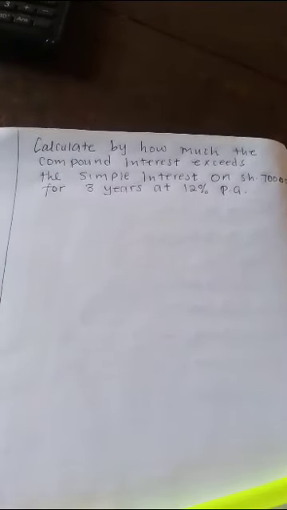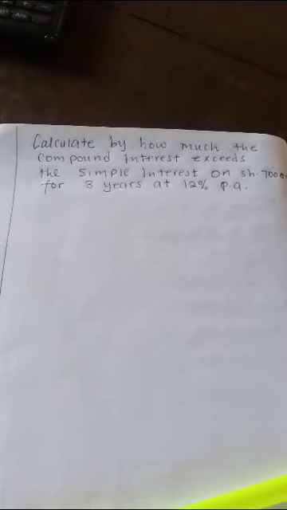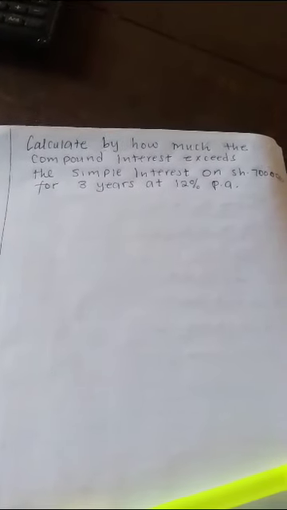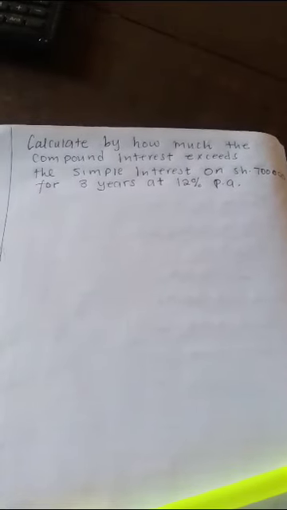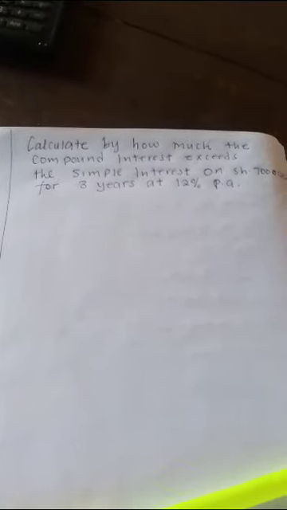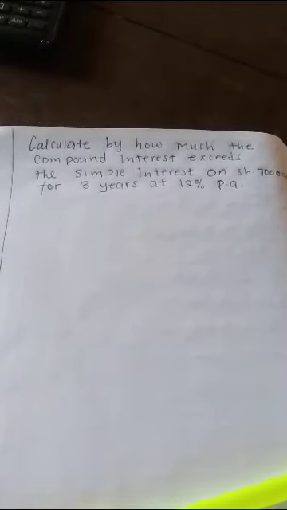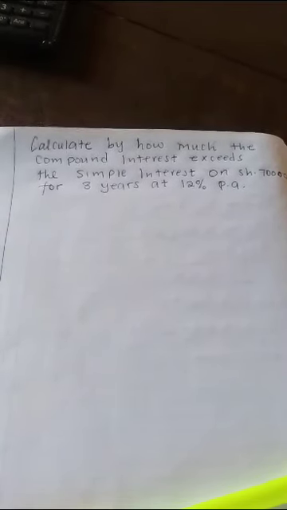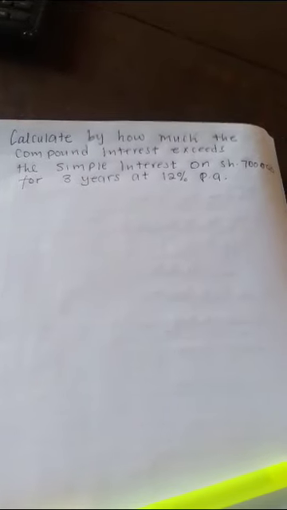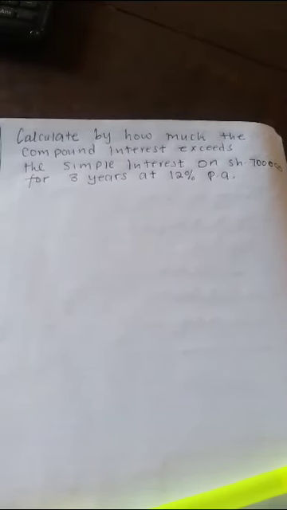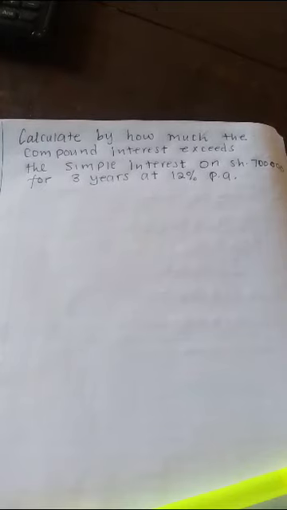Calculate by how much the compound interest exceeds the simple interest on 700,000 shillings for 3 years at 12% per annum. So here we need to calculate the simple interest for money invested for 3 years at the rate of 12% per annum.